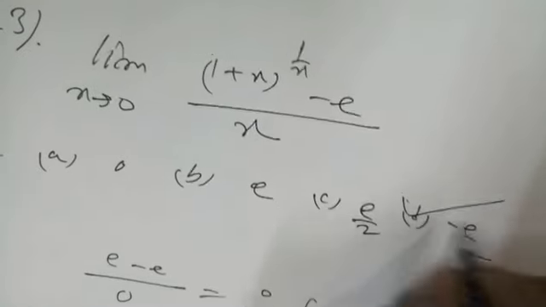So this is the correct option. So the correct option is option D. Option D is the correct option, minus e by 2, okay, option D is the correct option.